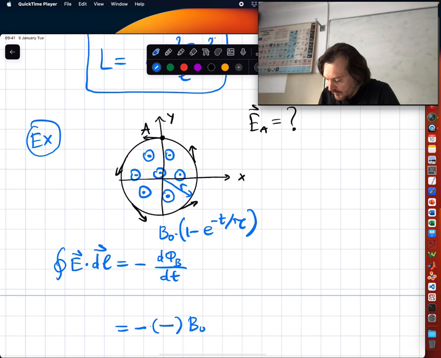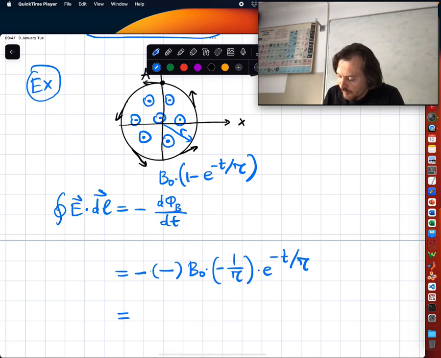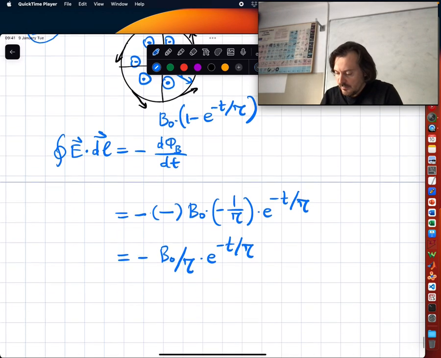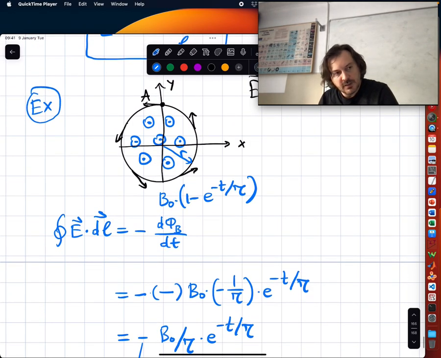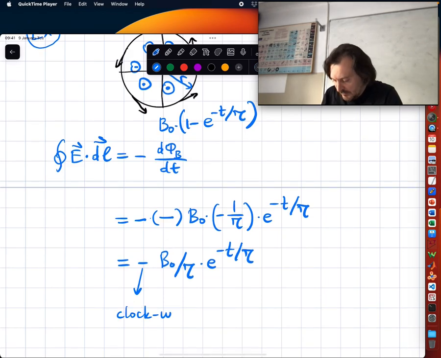Then there is B0. Then there is minus 1 over tau times e to the minus t over tau. Did you follow this? Yes? So the right-hand side turns out to be negative, B0 over tau, e to the minus t over tau. And this minus tells you that the electric field must be clockwise. Okay? Can we also say that magnetic field is decreasing?